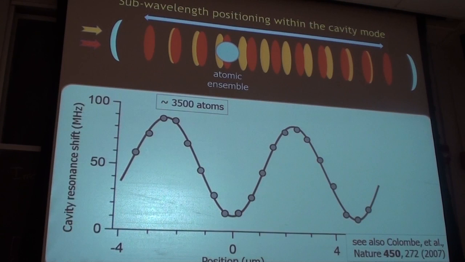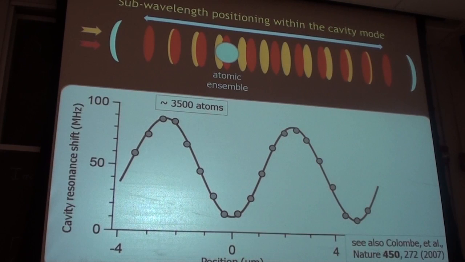I can place the atoms at locations where they don't shift the cavity resonance frequency by much. That's where the atoms are located essentially in the nodes of the electric field of the probe. Or I can place the atoms where they have the maximal effect on the cavity resonance frequency, and on places in between. And you'll see the fact that I've used two colors, one to trap and one to probe the atoms, has allowed me to be very sloppy about where I position my atoms originally. All I have to do is specify their location within about 5 microns, but I get sub-wavelength control of their position within the probe field using this super-lattice approach.